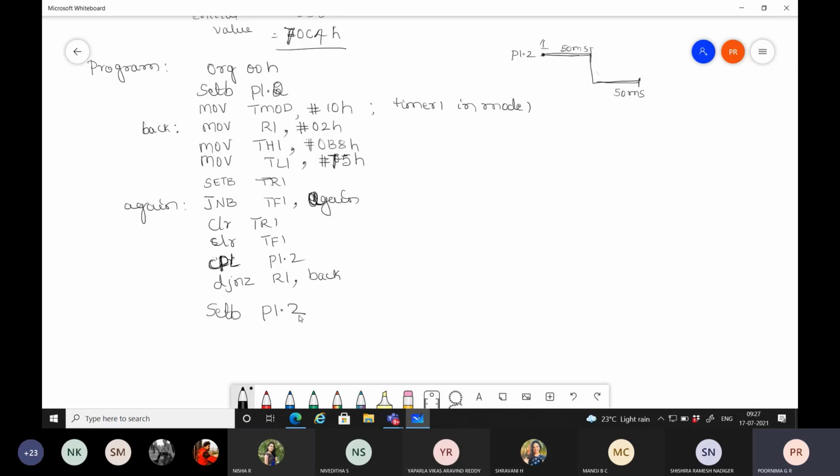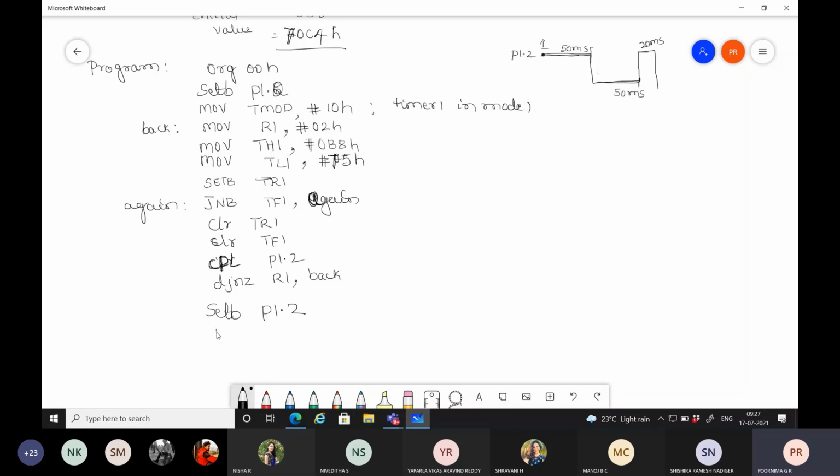Again I have done it because 20 milliseconds on period I need to generate. But for this high value, what should be the delay that I am supposed to give? Set B means this value I am getting. It should be provided for 20 milliseconds. So therefore, what is the count? How many number of pulses is it supposed to generate? It is supposed to be generated 5 times.